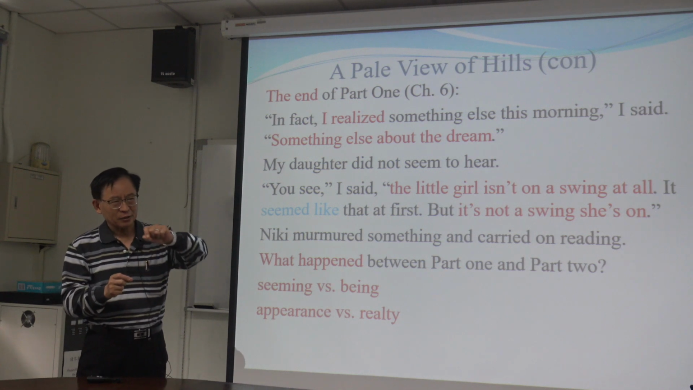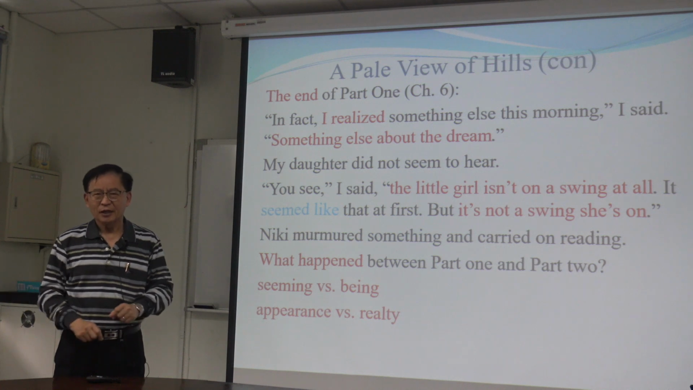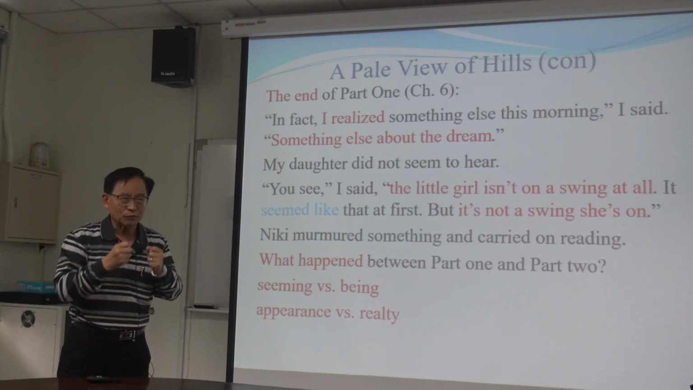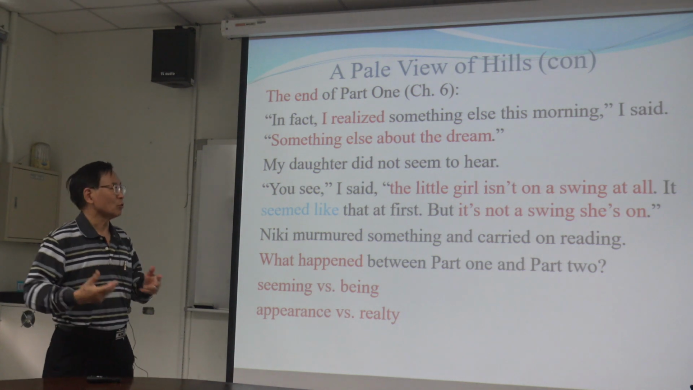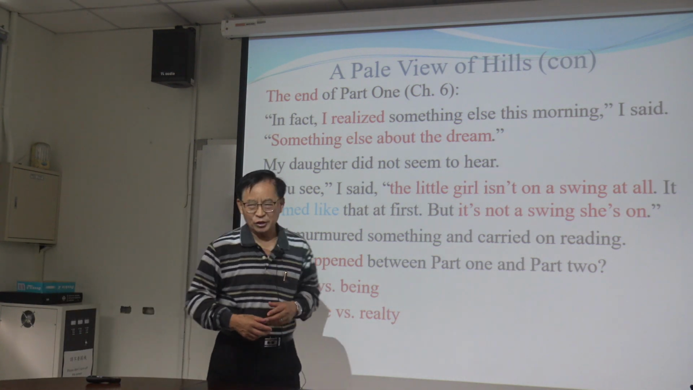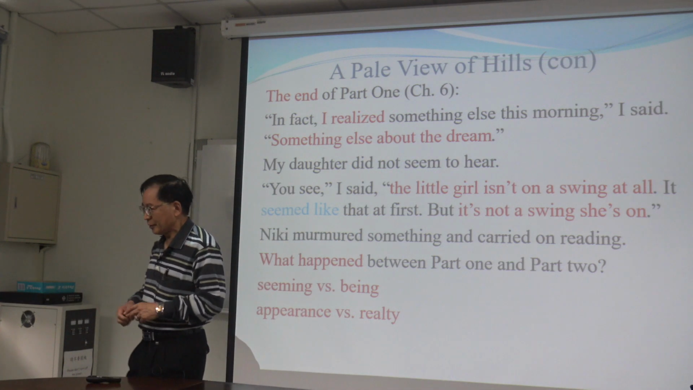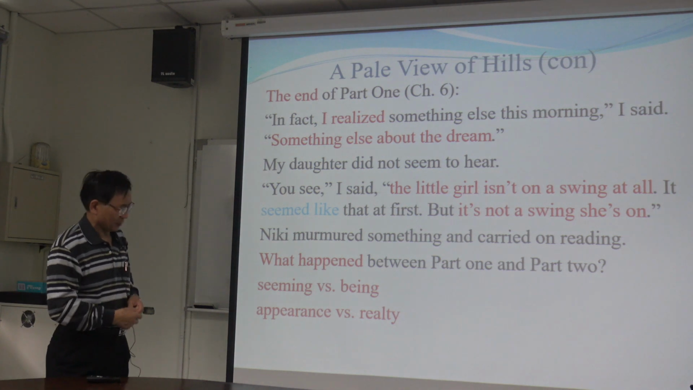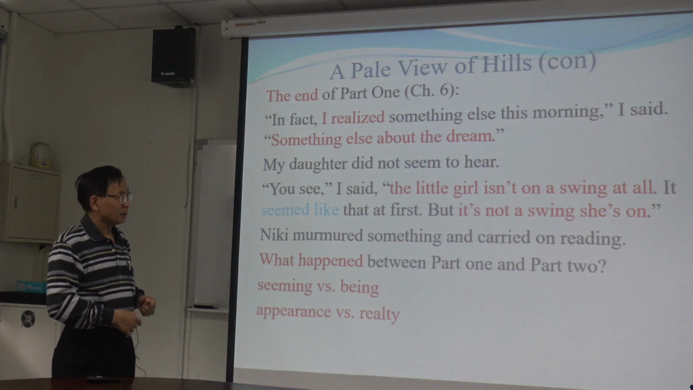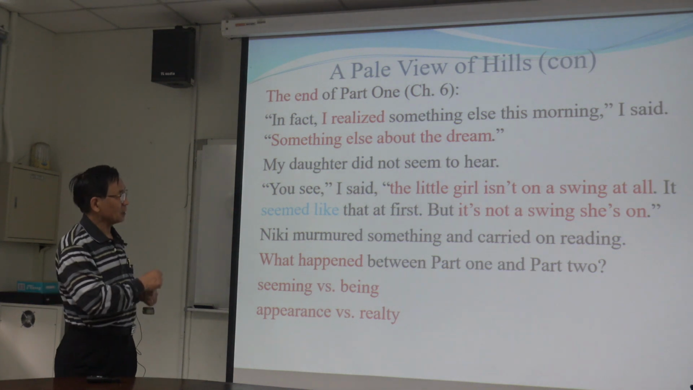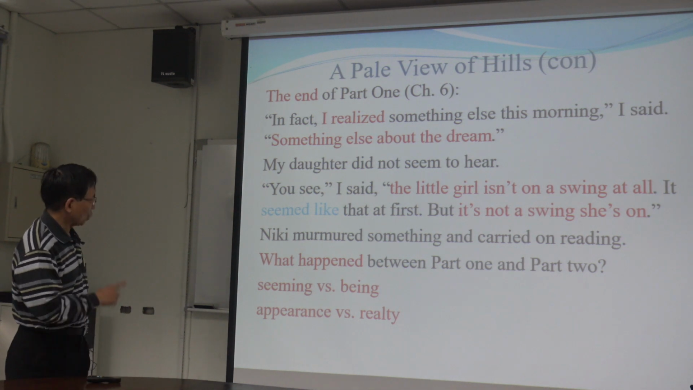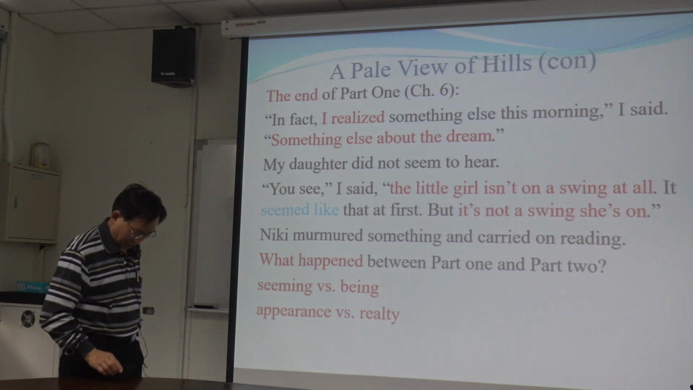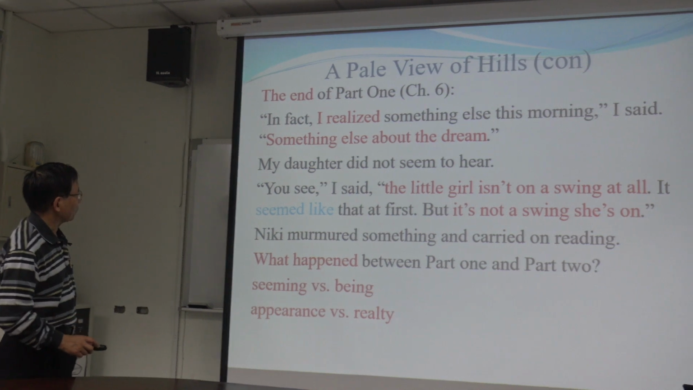So the first part has 6 chapters. The second part has 5 chapters. You could argue it's almost divided equally. So you could also argue the novel has 2 equal parts. So the ending of part 1, we should pay more attention to it. What happened at the ending of part 1? Here I just quote the last sentence at the end of part 1.